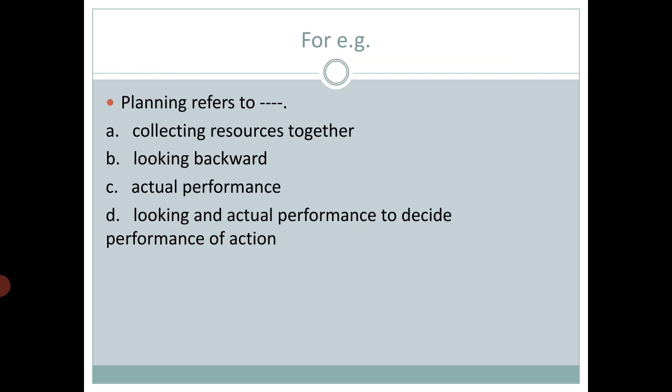So, for example, see, planning refers to collecting resources together, looking backward, or looking at actual performance to decide performance of action. What do you think? Which is the most appropriate? Whenever we answer the MCQs and choose the best suitable alternative for answering the question, we need to highlight the most appropriate option. So here it will be the fourth option, looking at actual performance to decide performance of action.